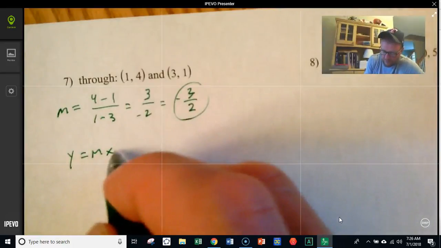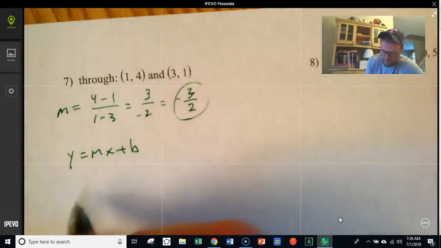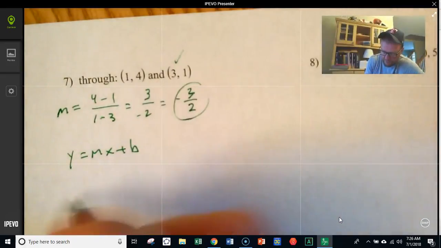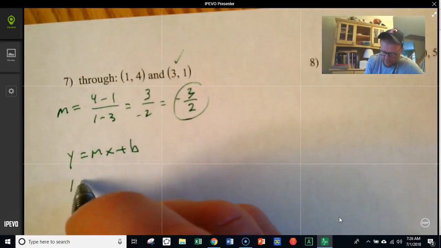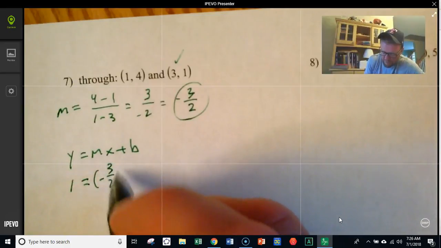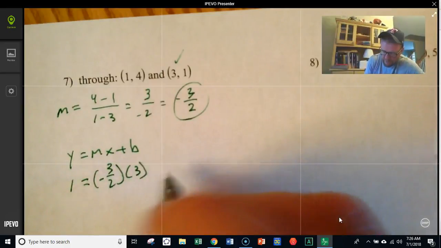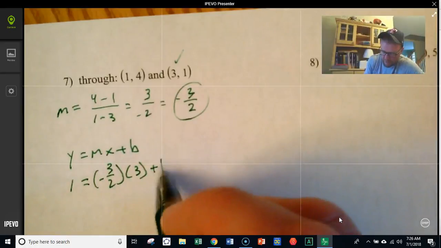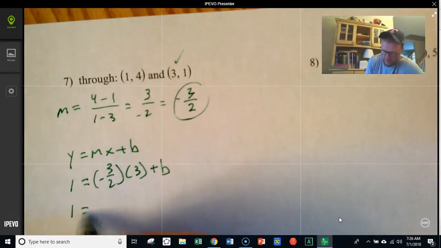M equals 4 minus 1 over 1 minus 3. That's 3 over negative 2, or negative 3 halves. Y equals mx plus b. Y, I'll pick this point over here. Y is 1 equals negative 3 halves times 3 plus b. 1 equals negative 9 halves plus b.